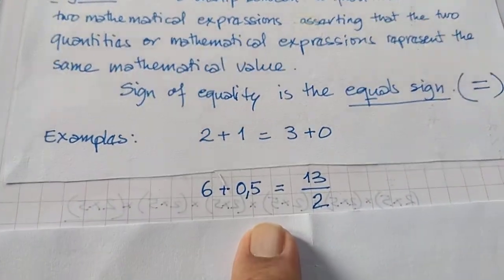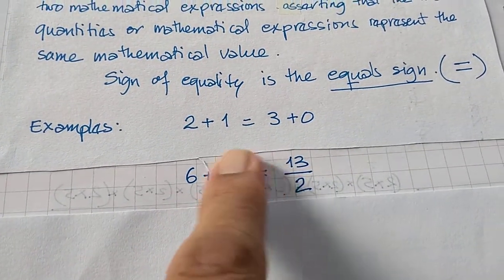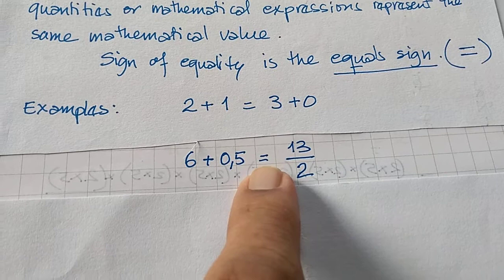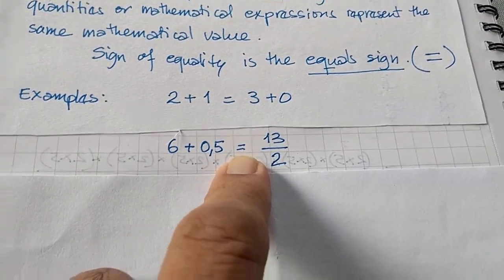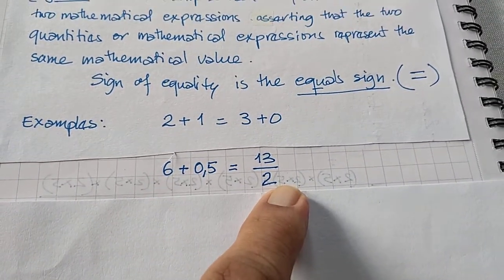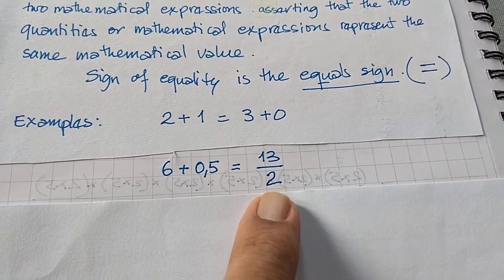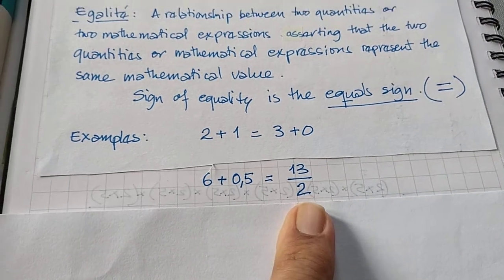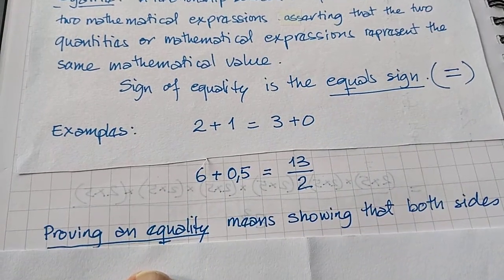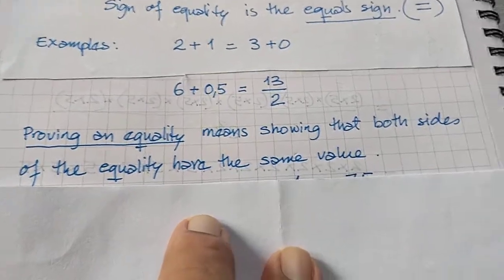So this is another example. 6 plus 0.5 is equal to 13 over 2. This side is equal to this side. This member is equal to this member because we have put an equal sign here. Of course, I could have written 4 is equal to 5, and then that would mean that this equality is false, because 4 is not equal to 5. So if I write 4 is equal to 5, it is not an equality, that is a false equality.